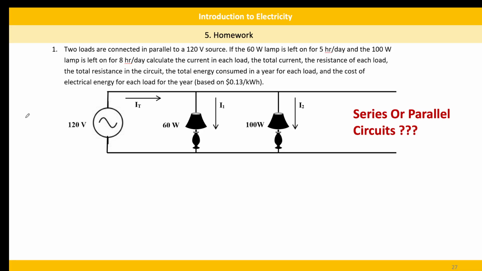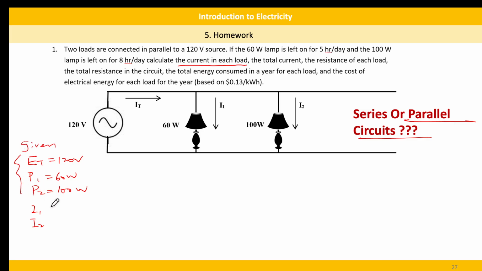And then let's introduce the homework. This is a series of parallel circuit. Let's see the given information. ET is 120 V, P1 is 60 W, and P2 is 100 W. Okay, and then let's see what we need to do. First, calculate the current in each load, I1 and I2. This is the given information.